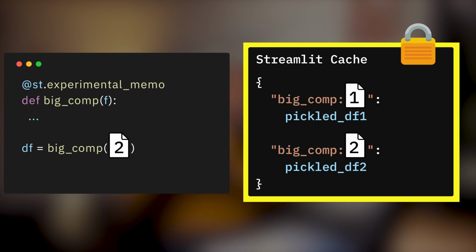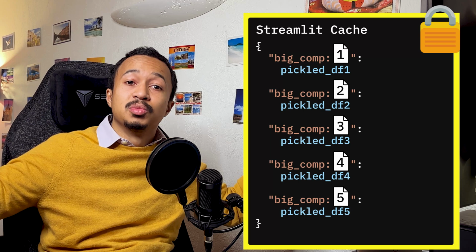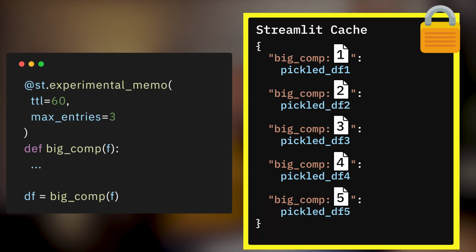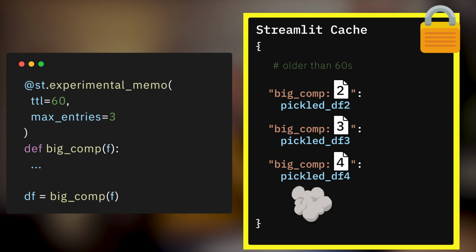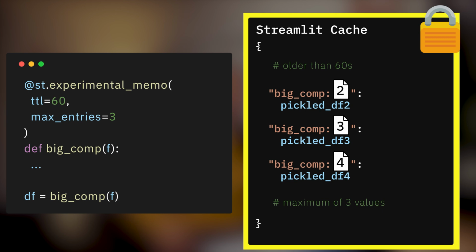So if you don't want your app to explode in terms of memory requirements, you can use the TTL and max entries arguments to limit the number of results to store in memory. This is a good thing to use if your app in Streamlit Cloud regularly goes out of memory.